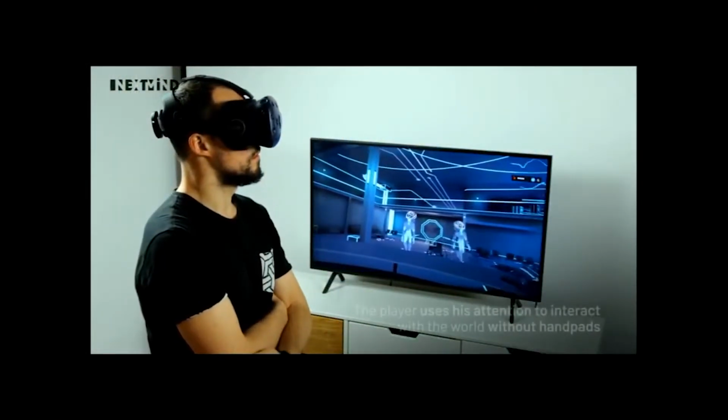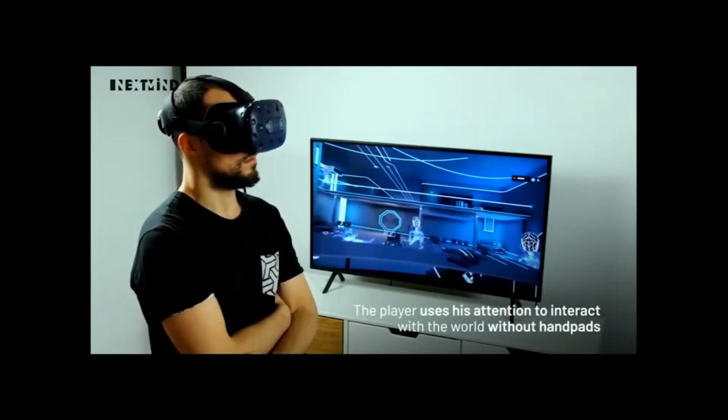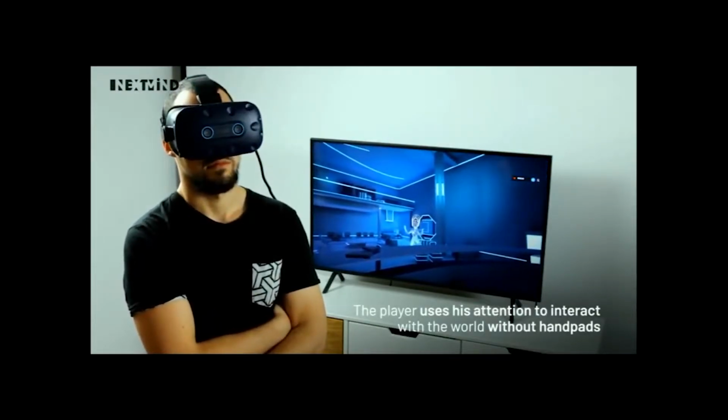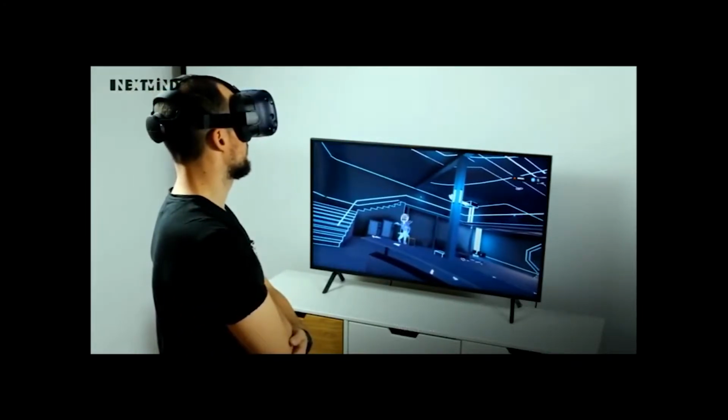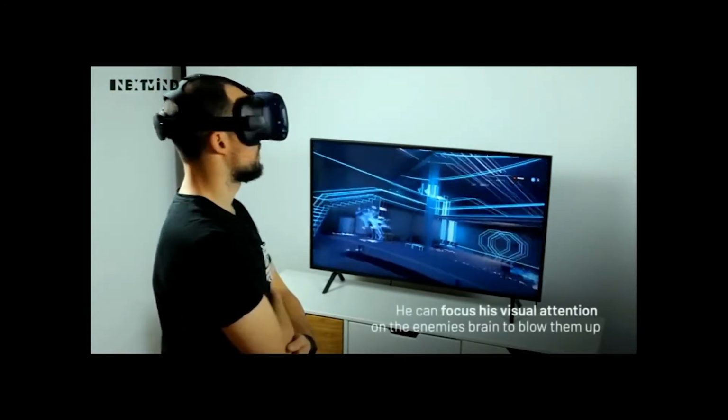I'll explain for people who are vision impaired. There's a person using the NextMind device, and essentially they are controlling what options they select and how to interact with the game simply by just thinking about it.